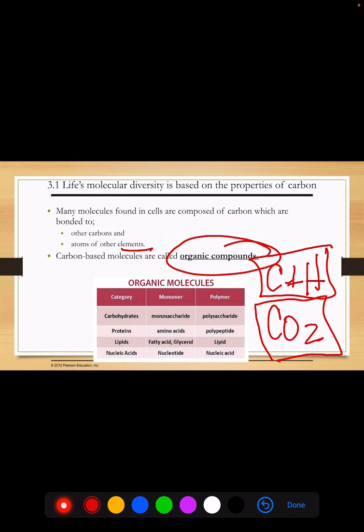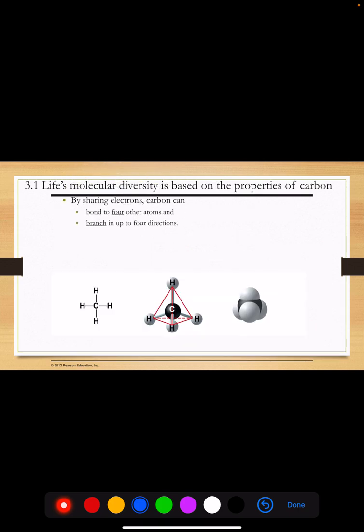The organic molecules that we are going to be focusing on this semester are these 4 right here, and we're going to do a lab on those 4: carbs, proteins, lipids, and nucleic acids. Again, by sharing electrons, carbon can bond up to 4 other atoms. So we can see that here: 1, 2, 3, 4.